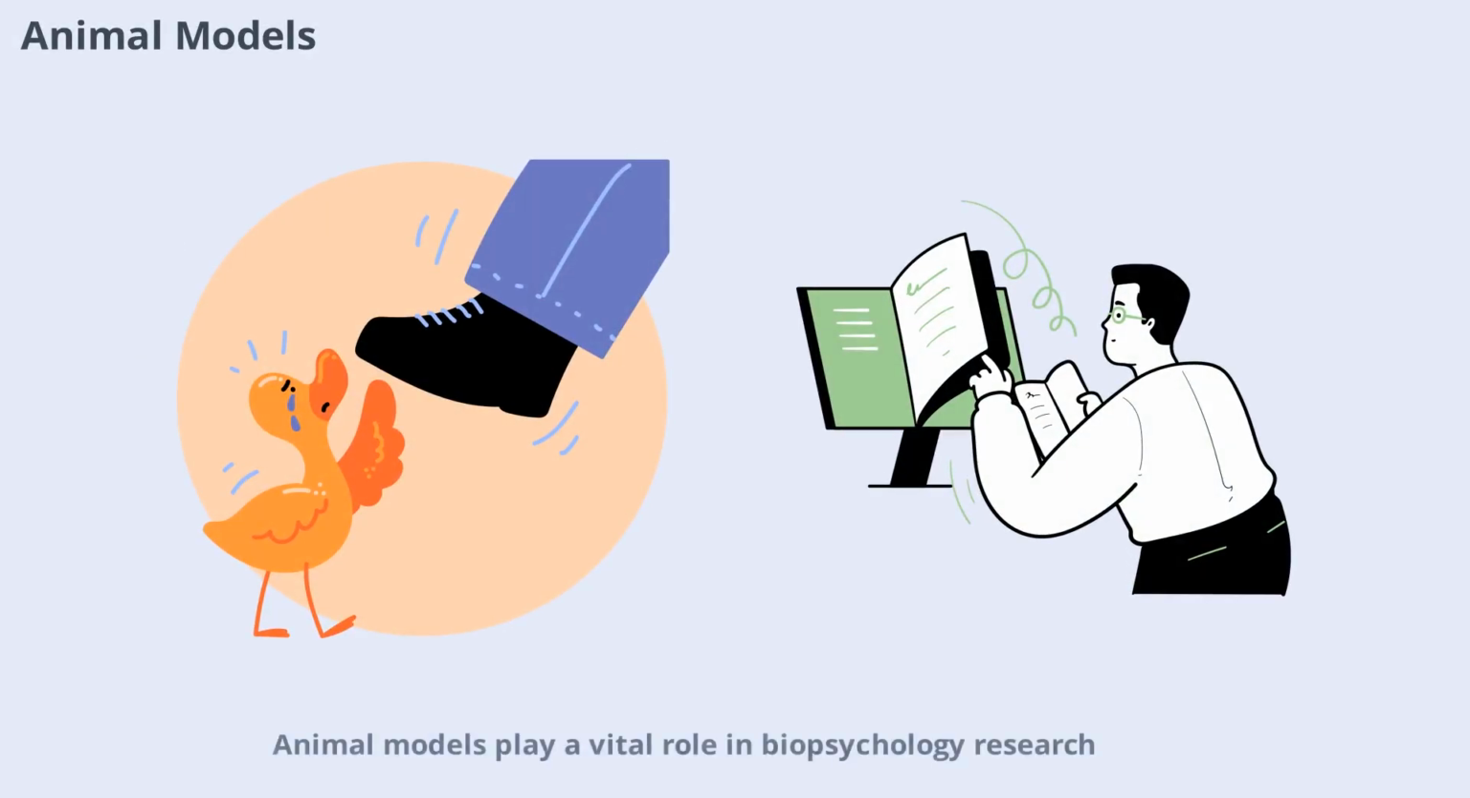Animal models play a vital role in biopsychology research. By studying animals like mice, rats, or monkeys, scientists can investigate brain function and behavior in ways not possible with humans. Animal research allows for controlled experiments, genetic manipulation, and invasive techniques that provide deep insights into the nervous system. Ethical considerations are always important, but animal models have led to many breakthroughs in understanding the brain.